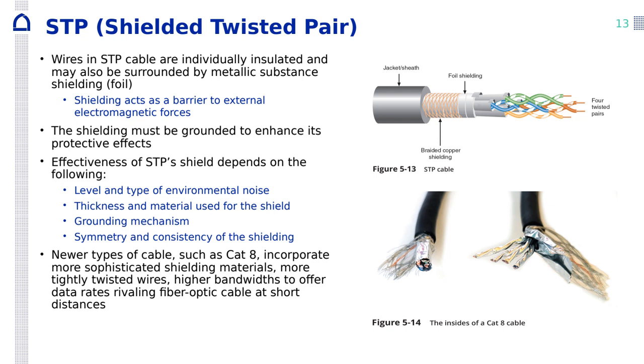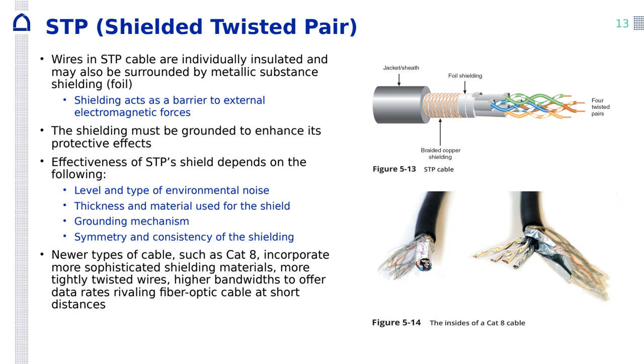And the effectiveness of STP depends on the level and type of environmental noise, the thickness and material used for the shield, the grounding mechanism, and symmetry and consistency of the shielding. That means the same thickness along the whole cable.